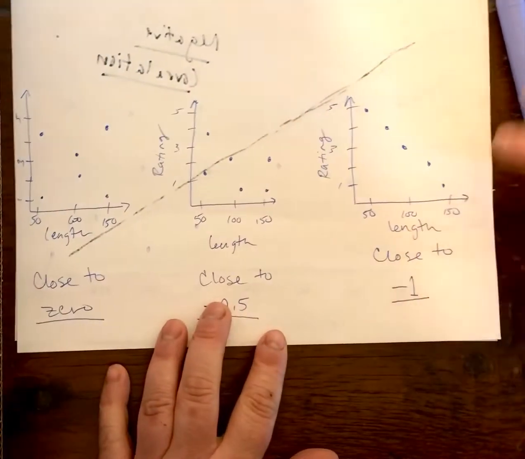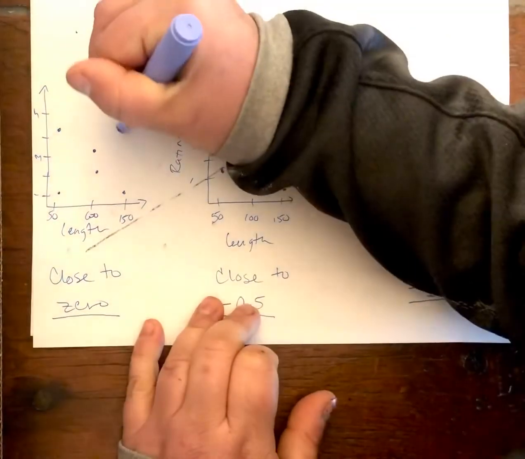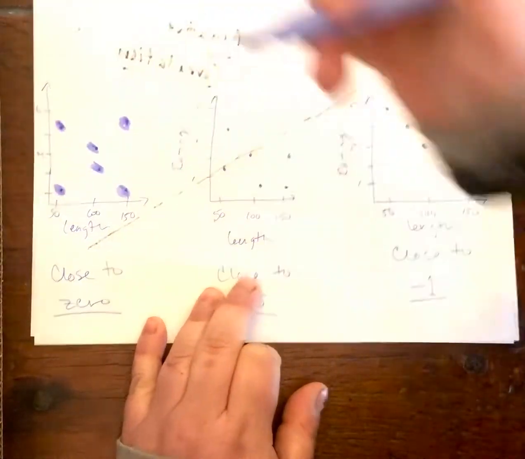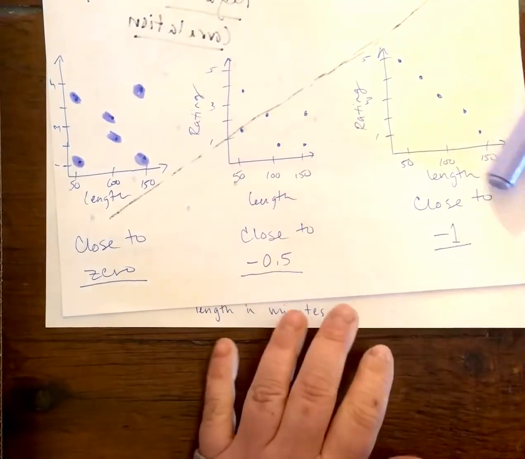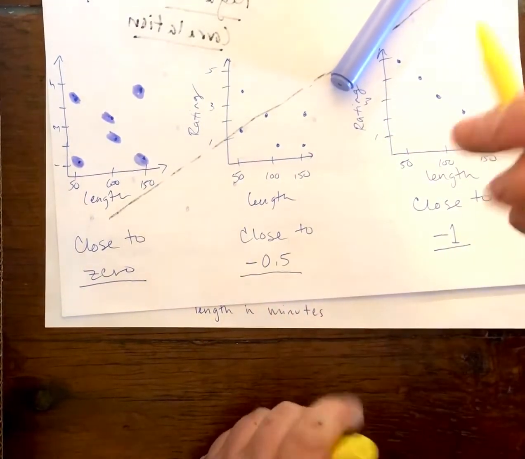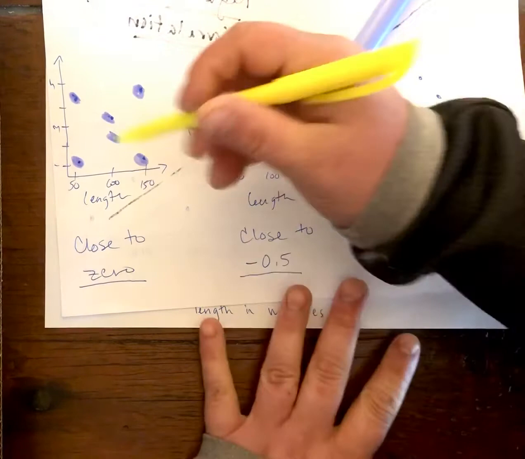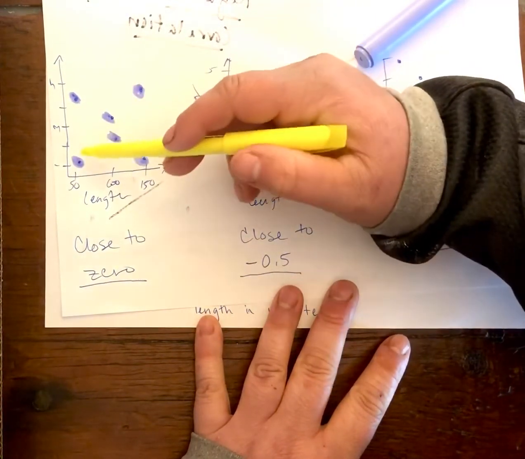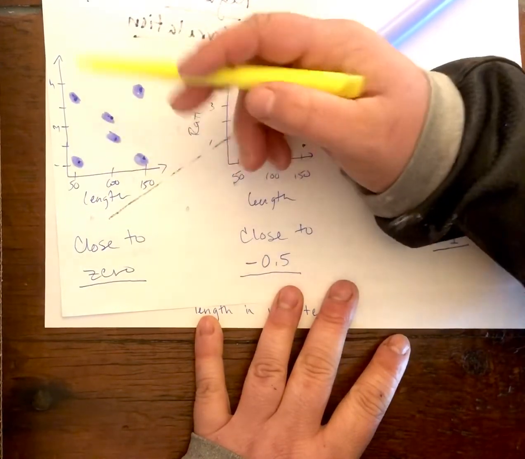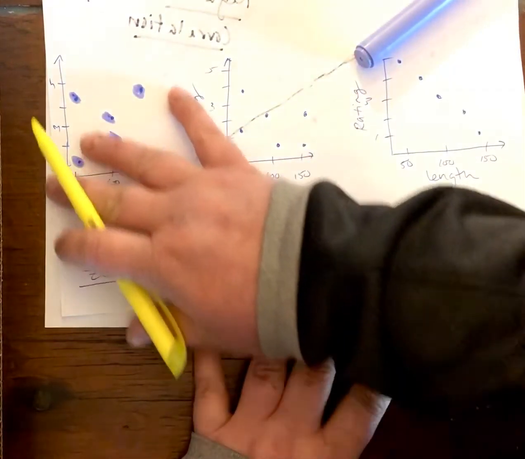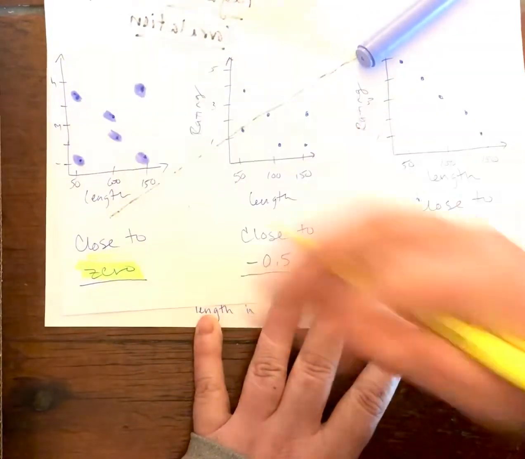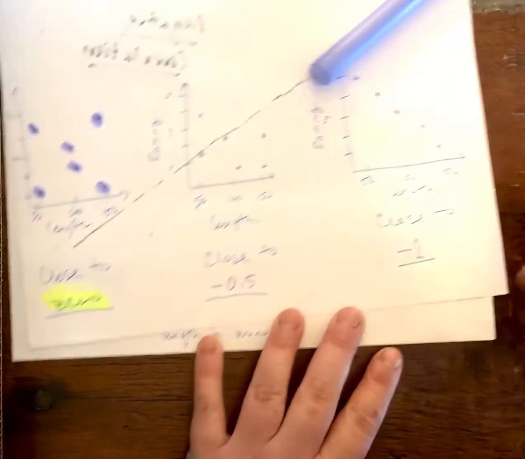Now, if we look at some negative examples, over here again, I have these points. There is no relationship between the length and the rating. The long movies have high and low points. The short movies have high and low points. And if you look at them as a whole, there is no trend line. So my R value would be close to 0.